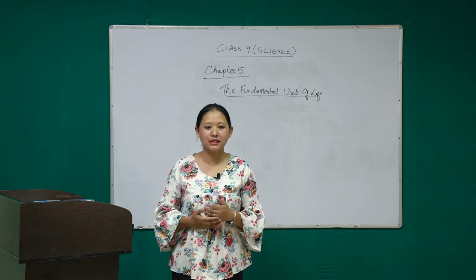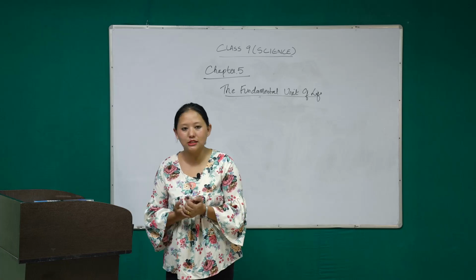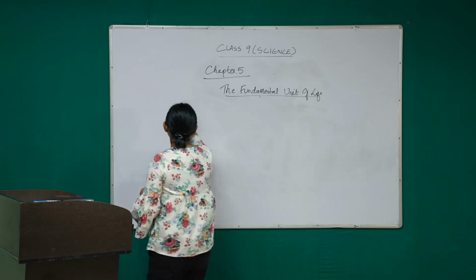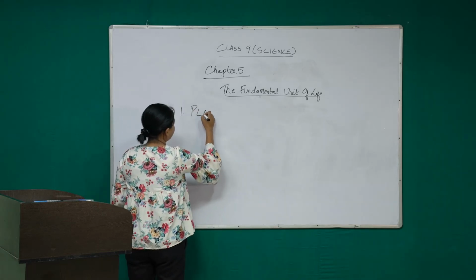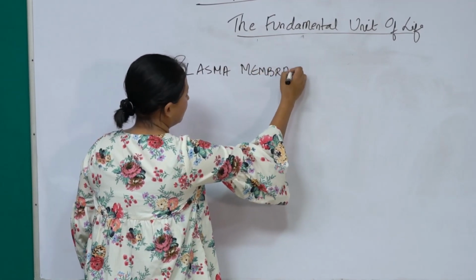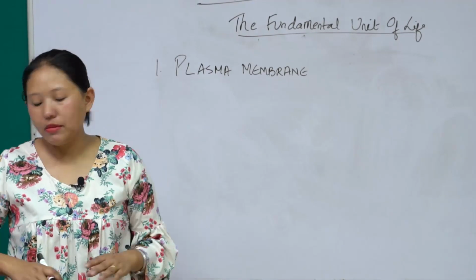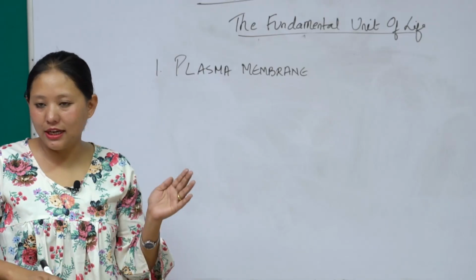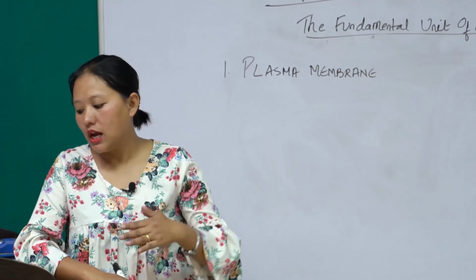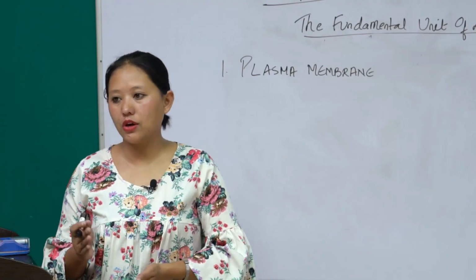So let us discuss the structure of a cell in detail, one by one. The first structure is the plasma membrane. Now, what is the plasma membrane? The plasma membrane is a thin, delicate, outermost covering of the cell.